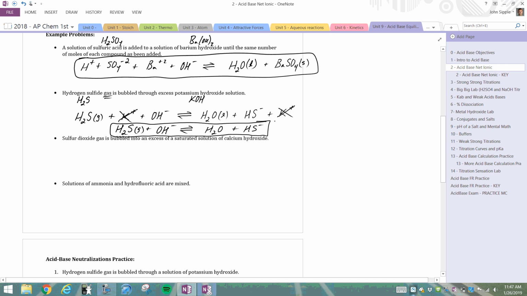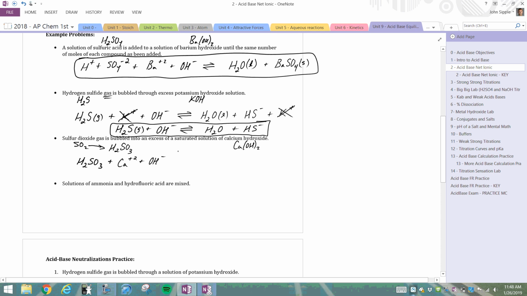So sulfur dioxide gas is bubbled. This is one of those where SO2 is bubbled through, so that means that it is actually H2SO3. We'll start off by writing that as a weak acid, H2SO3, bubbled into an excess of its saturated solution of calcium hydroxide. Calcium hydroxide is one of our bases, so we are going to break that up into its ions because it's a strong base.